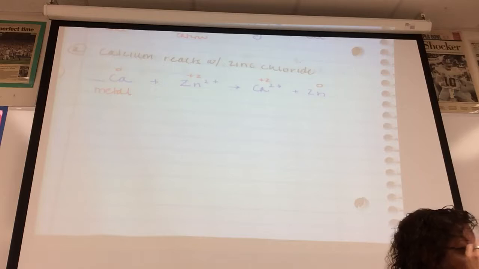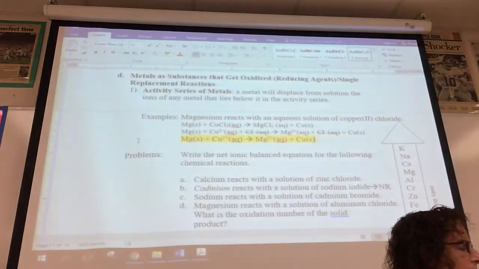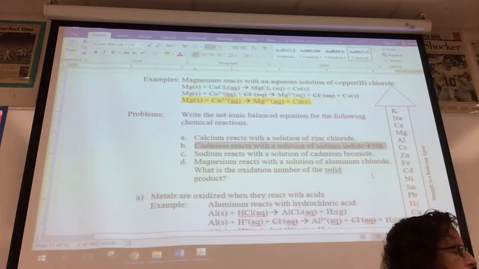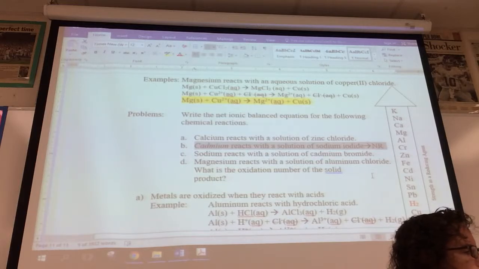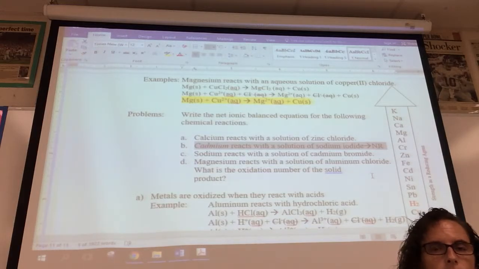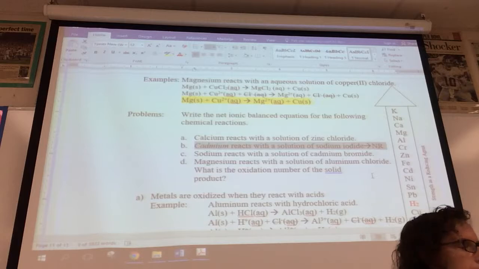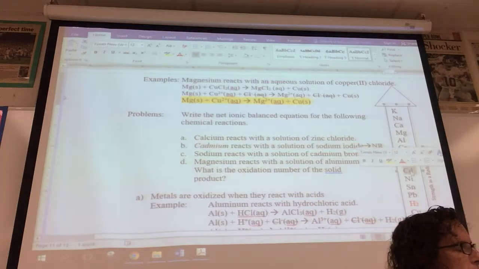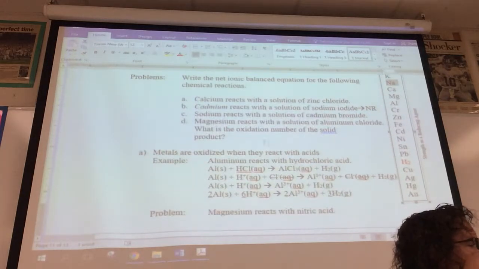The second example I gave you in your notes is an example of no reaction. They won't give you one like this, but tell me why this would be no reaction. Sodium has a higher activity than cadmium. Exactly. Sodium's activity is higher than that of cadmium, so cadmium does not have the ability to displace sodium. The cadmium is here and the sodium is here. Good. You won't see those.